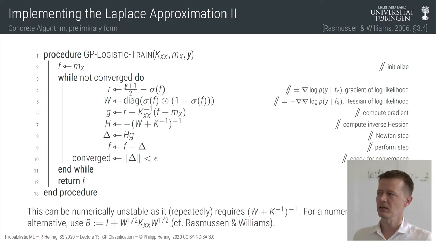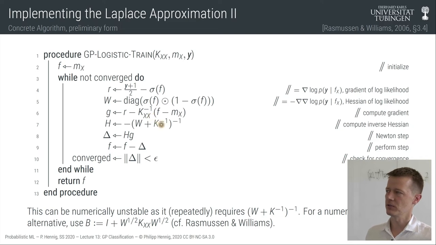If we want to apply this pseudocode to our concrete problem of Bayesian logistic regression or Gaussian process classification, then we have to plug in the concrete quantities that we've derived on a previous slide. The gradient, as we found, is a sum of two terms, one of which is the gradient of the likelihood, and the other is the gradient of the prior. And the Hessian has a similar structure. The inverse Hessian is the inverse of the sum of two terms, one of which is the inverse kernel Gram matrix, and the other is this diagonal positive definite matrix that consists of elements of the second derivative of the likelihood. And those can then just be plugged in.